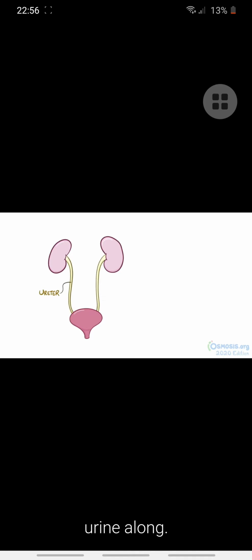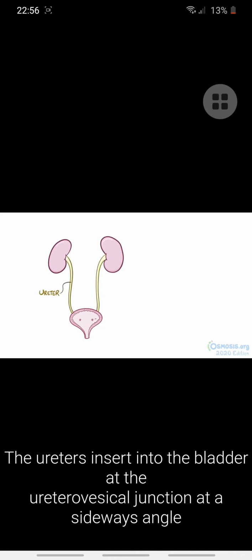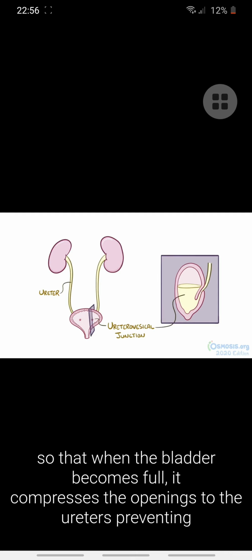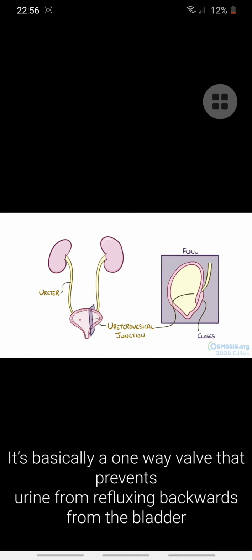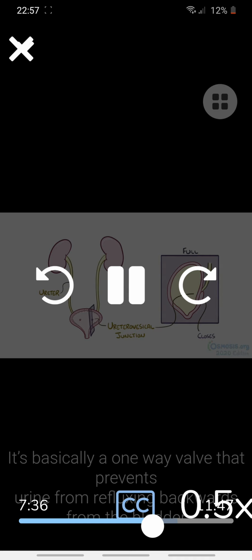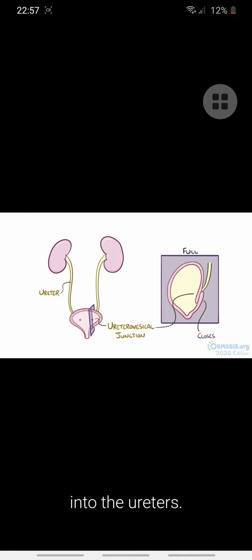The ureters insert into the bladder at the ureterovesical junction at a sideways angle so that when the bladder becomes full, it compresses the opening to the ureter, which prevents backflow of urine. It's basically a one-way valve that prevents urine from refluxing backward from the bladder into the ureters.